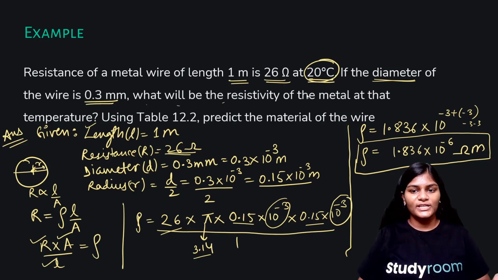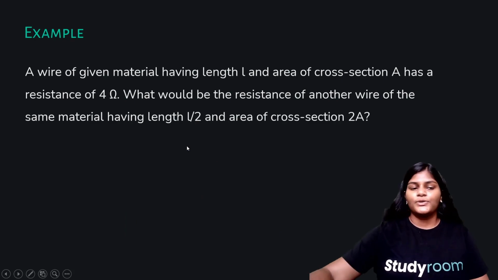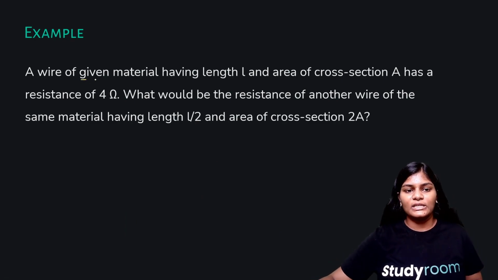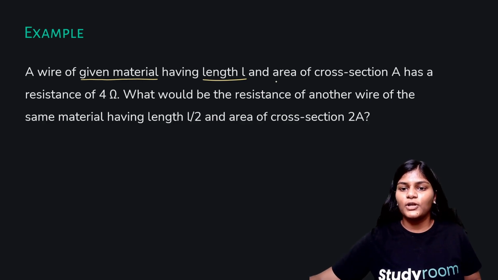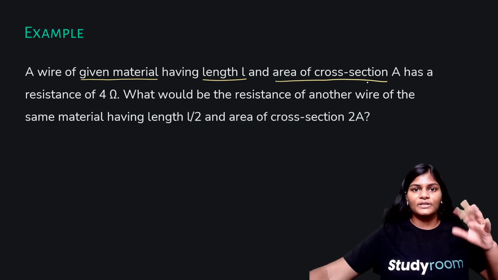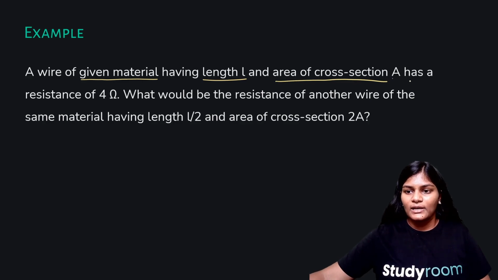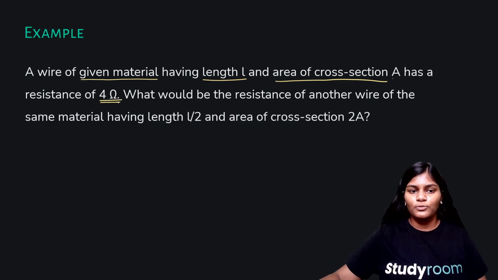Okay, moving on to the next question now. So it says that a wire of given material, it's not specified which material, having length L and area of cross section A, so it's given in variable terms, has a resistance of 4 ohm. Okay, we have a quantity for resistance.